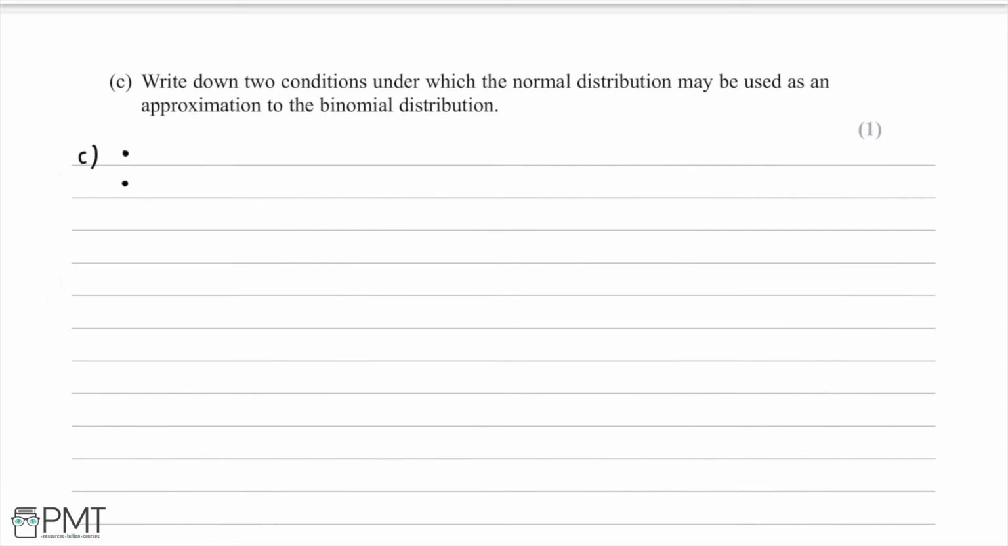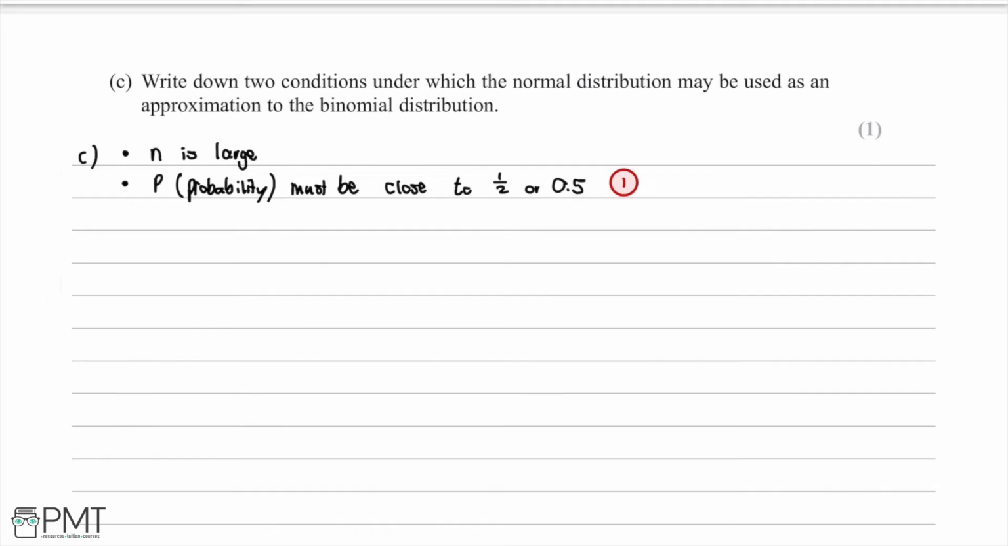So in part C of the question, we're asked to write down 2 conditions under which the normal distribution may be used as an approximation to the binomial distribution. From our knowledge of binomial distributions and normal distributions, there are 2 main points that we can make here. The first one is that n is large, and the second one is that p, the probability, must be close to 1/2. So that is 2 key points which we must say to get our mark, and we get our 1 mark there for making these 2 points.